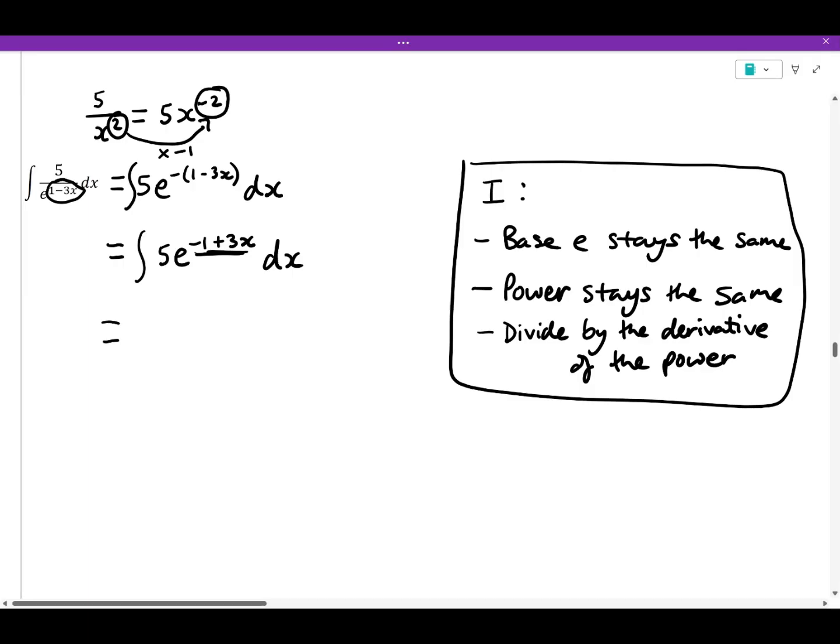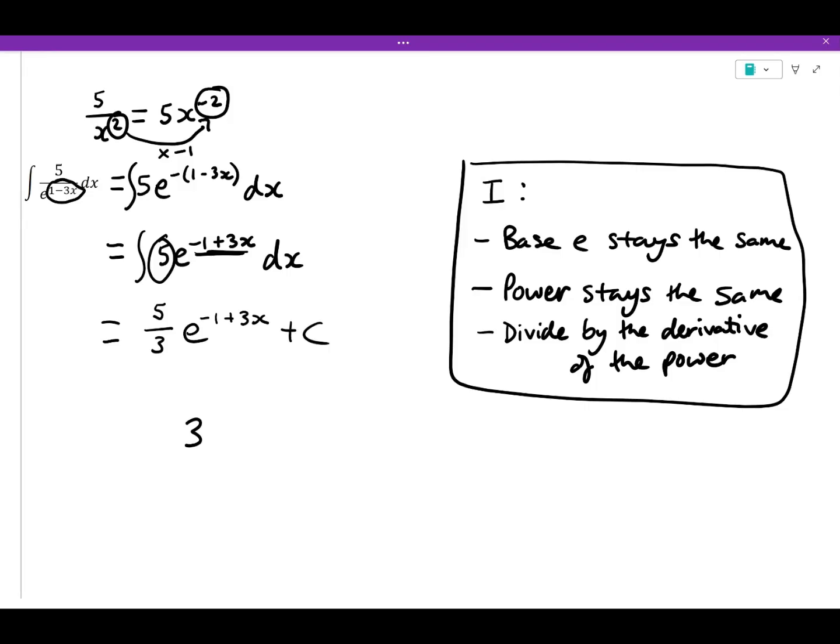Well, we'd write equals, and our first step says the base e stays the same. Step 2 says the power stays the same, so -1 plus 3x. Then step 3 says divide by the derivative of the power. Well, we've already differentiated the -1 plus 3x. It gave us +3. So I'm going to divide the 5 that we had initially here by 3, and that gives us our answer with a plus c on the end.